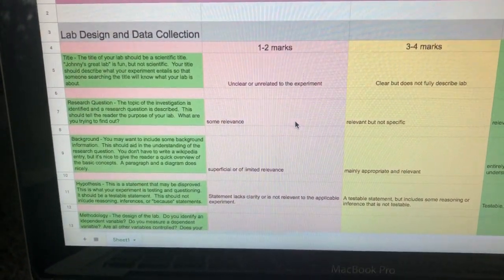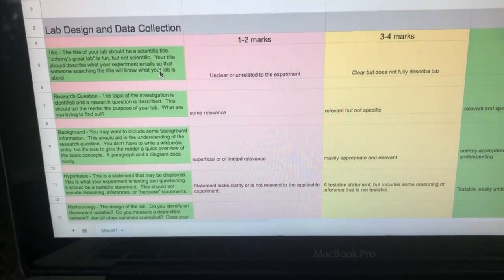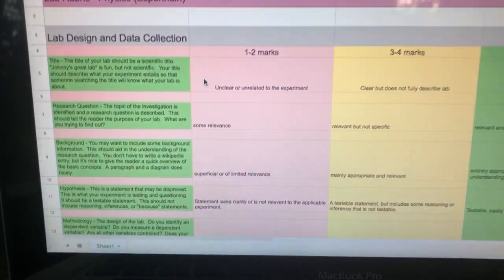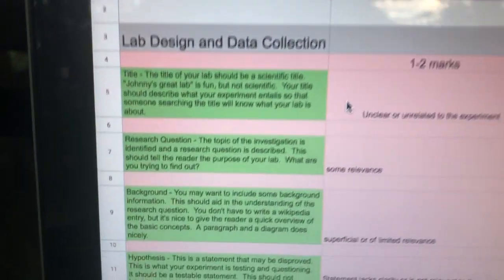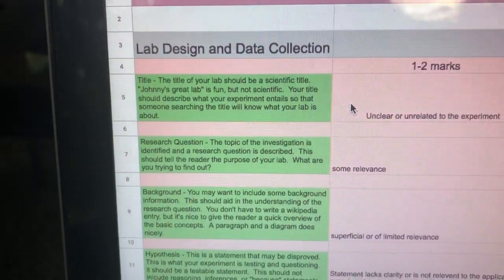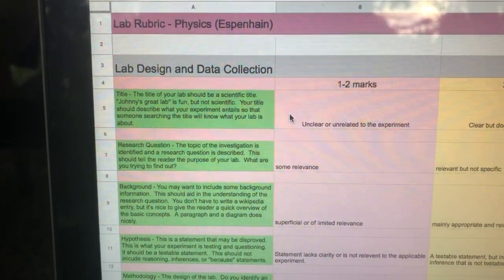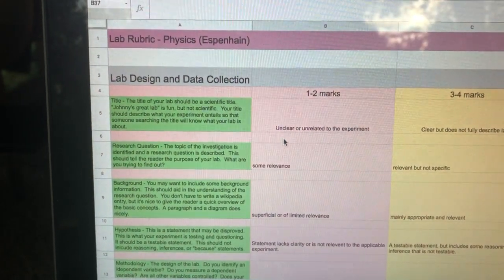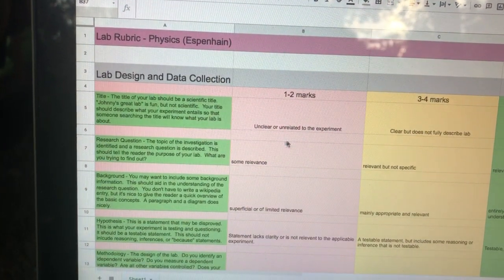Okay, so number 1, lab design, data collection. Title, you gotta have a descriptive title. So a scientific title is sometimes long and boring, but it helps the reader understand what you're doing. And if you're searching for something in an index or an online search, you can find it easily.